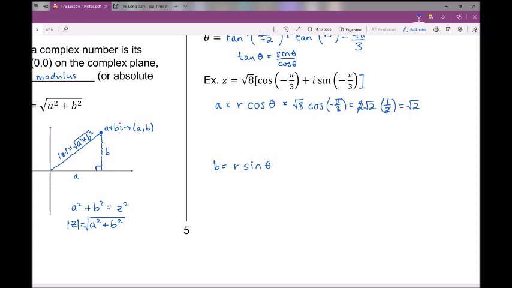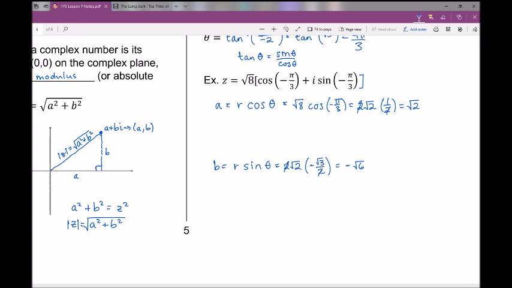Alright, for the b number, we have 2 square roots of 2, so again I'm just substituting that instead of the square root of 8 because that's the simplified form, times negative square root of 3 over 2. So that is the sine of negative pi over 3. And if we simplify these two things, we have 2 and 2 cancel out, so we end up with negative square root of 6 as our b.